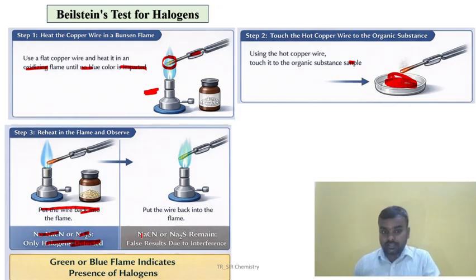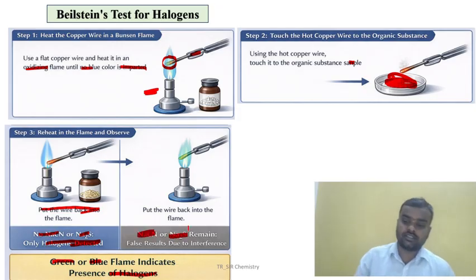So if halogen is present, then it will show a green color or a blue flame, indicating the presence of halogen. If blue-green is not coming, then halogen is not available. Instead, sodium cyanide as well as sodium sulfide will be present.